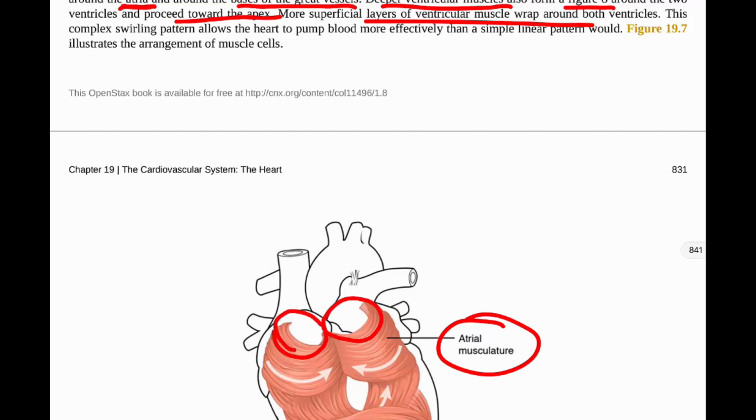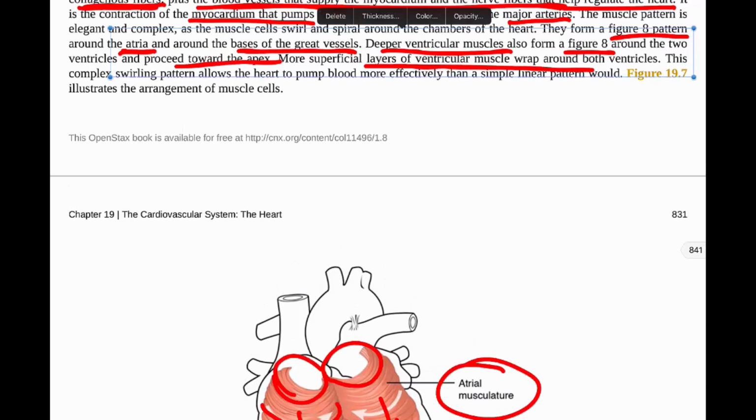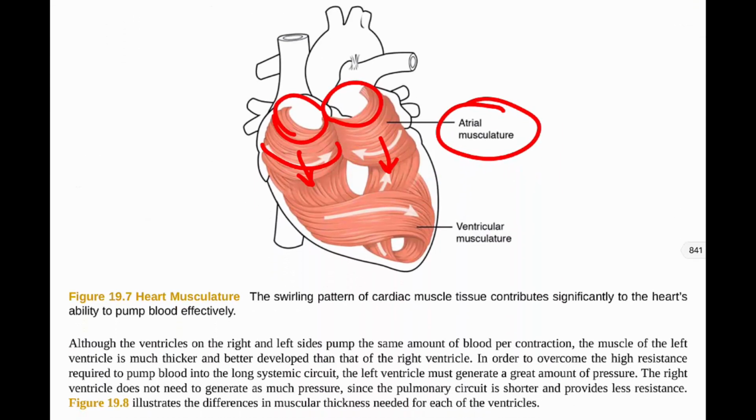And then we have the deeper ventricular muscles that form the figure 8 around the 2 ventricles, and then we have more superficial layers of ventricular muscle that wrap around both ventricles. So we have the figure 8 here, like we just saw around the atria, and then we have the ventricular musculature, which you can kind of see is this figure 8 formation around the ventricles, and then we also have an outer layer that are around the ventricles.